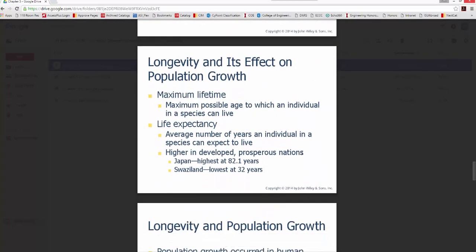So let's talk about longevity and its effect on population growth. So the maximum, we'll define, we have a couple of definitions here.